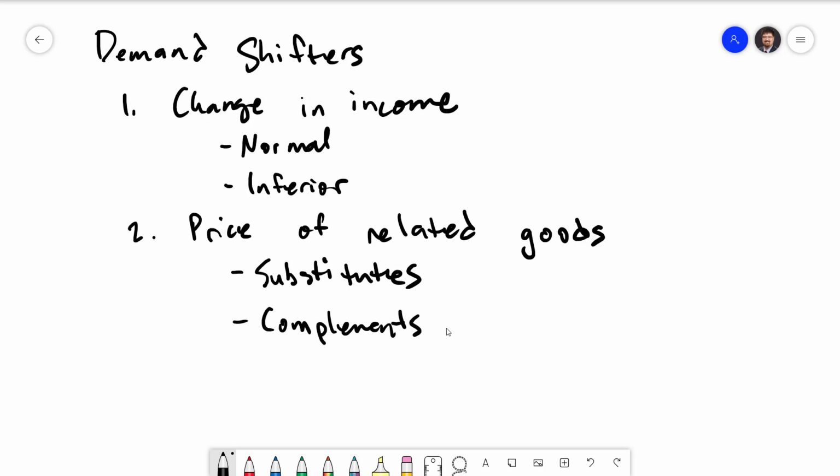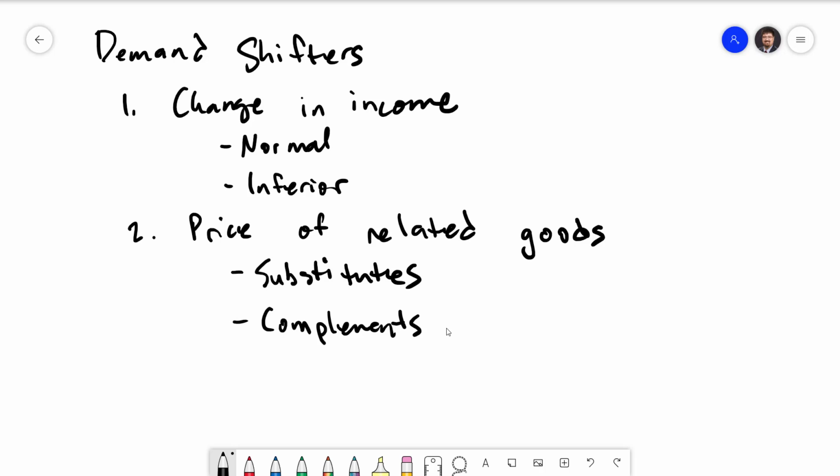Substitutes are goods that serve similar purposes to each other and can be interchanged. An example might be Coke and Pepsi. If the price of a good increases, people will buy less of it, that's the law of demand, and instead they will buy more of a substitute. Likewise, if the price of a good goes down, people will buy fewer substitutes. So if the price of Pepsi were to increase, people would buy more Coke instead.